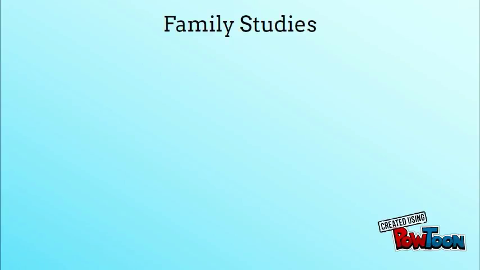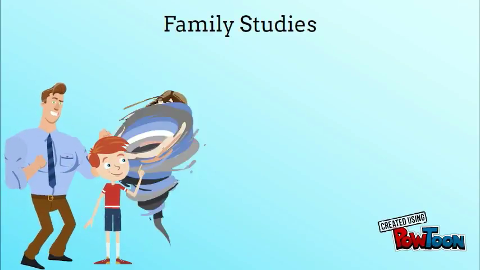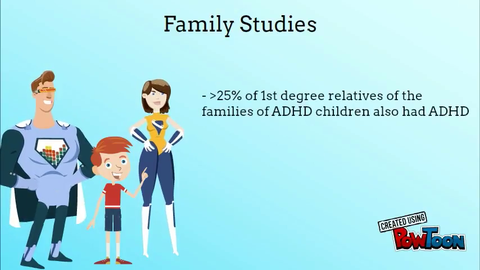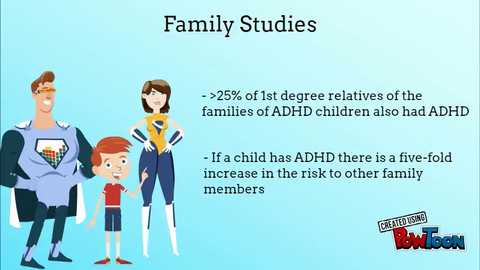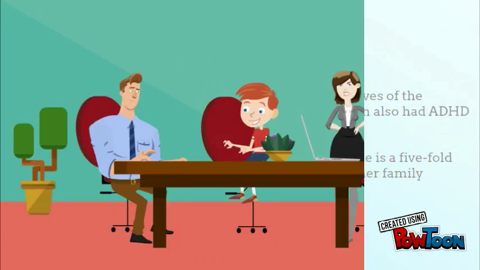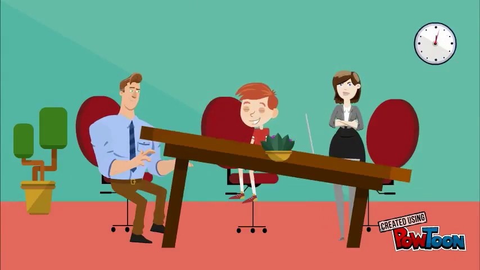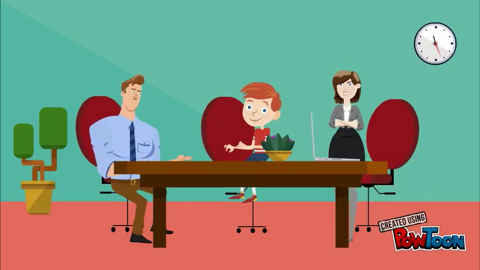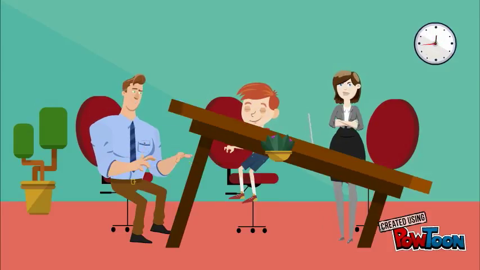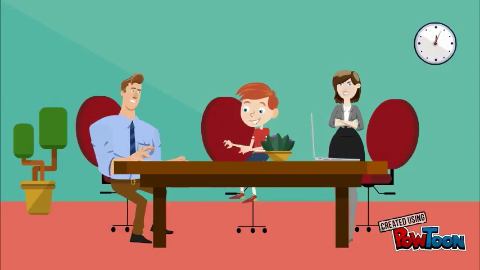ADHD can be passed on through biological parents. More than 25% of first-degree relatives of families of ADHD children also have ADHD. If a child has ADHD, there is a 5-fold increase in the risk to other family members. This is the family of Dave and Denise with their son Bob. Dave and Bob are both diagnosed with ADHD. This is an example of how ADHD can be passed on genetically.